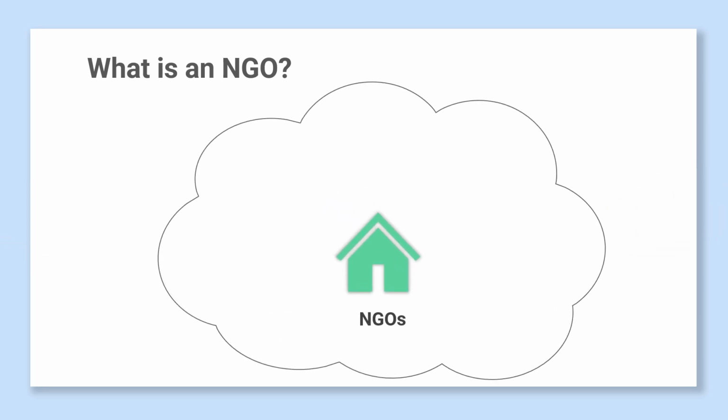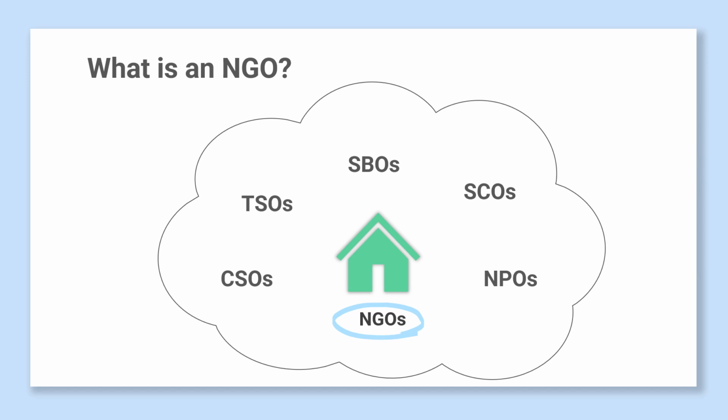Today, NGOs can take many different forms and can be referred to in many different ways, such as SBOs or social benefit organizations, TSOs or third sector organizations, CSOs or civil society organizations, SCOs, or social change organizations, NPOs, or non-profit organizations. The course has chosen to use the term NGO to form a common basis that is broad enough to avoid contradicting transnational variations in the legal structure of organizations, while still providing a clear point of reference.